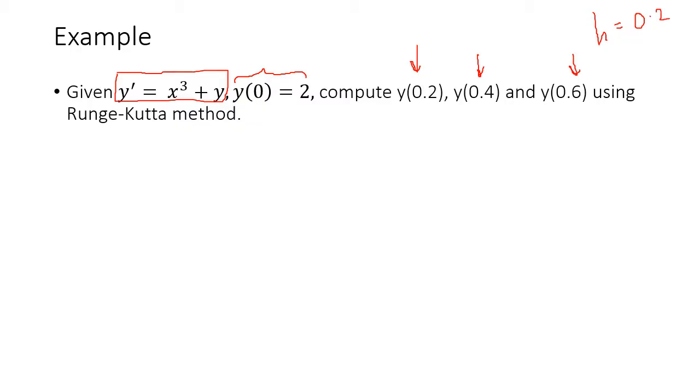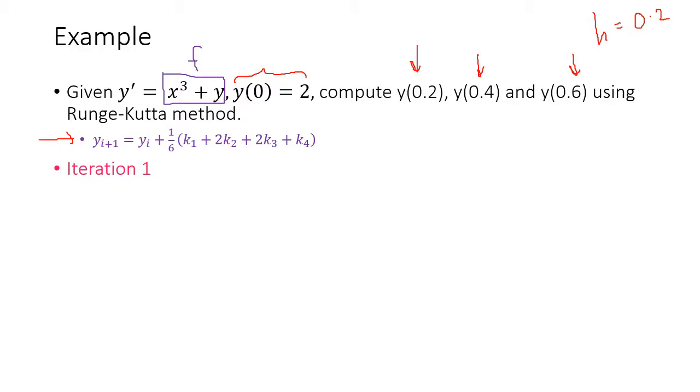Okay, so again this is the function. So let me erase this. The term on the right hand side of this expression is the function f that we are going to evaluate at different values of xi and yi. For reference, again this is the formula for RK method.